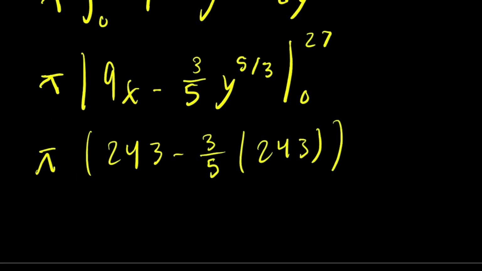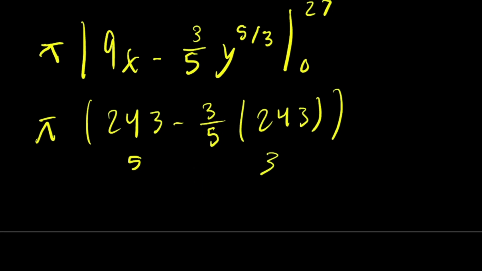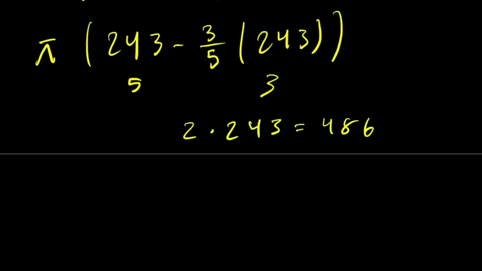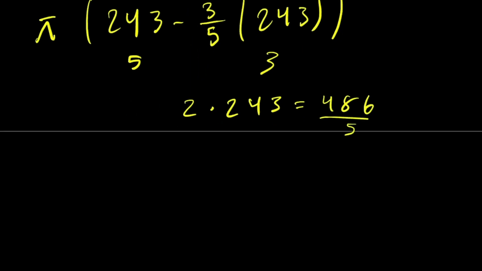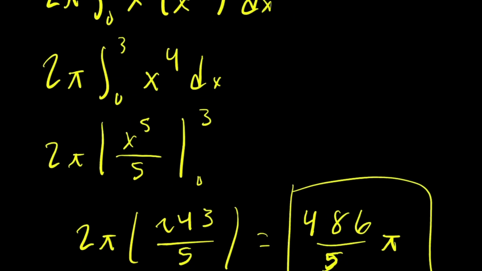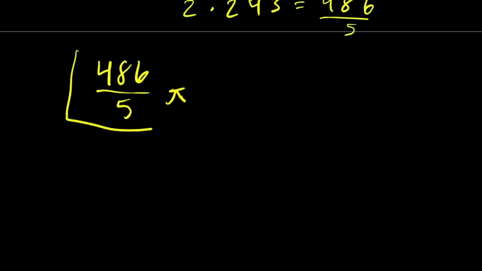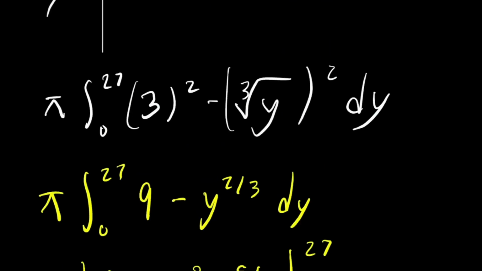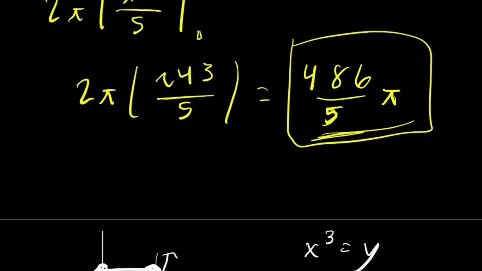And how I like to visualize this is I have 5 parts of 243 and 3 parts of 243. So then I am left with 2 parts of 243. So 2 times 243 equals 486. And don't forget the denominator. So we're left with 486 fifths pi. If that math didn't make sense, don't worry. Just check it in your calculator. That's how I like to look at it in my mind. But we get the same answer as we did using the other method.